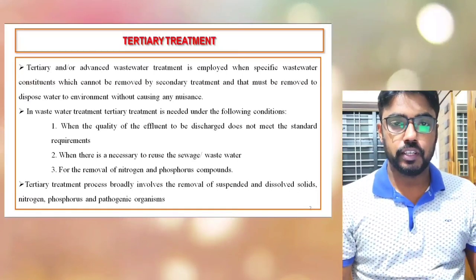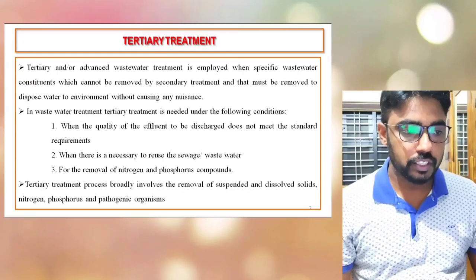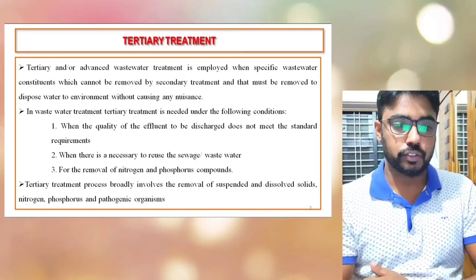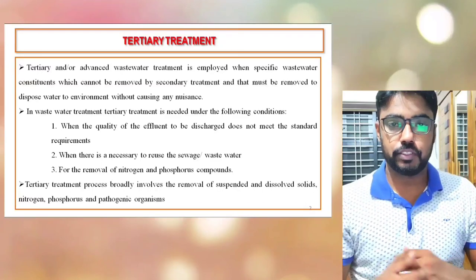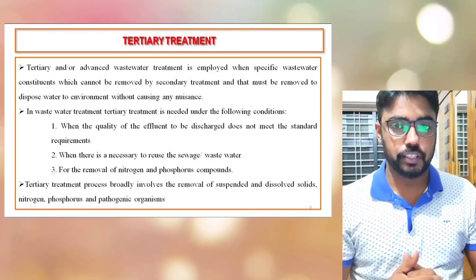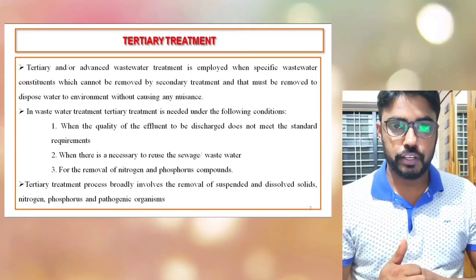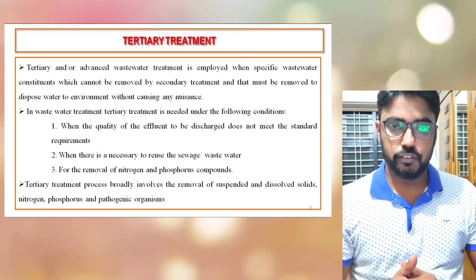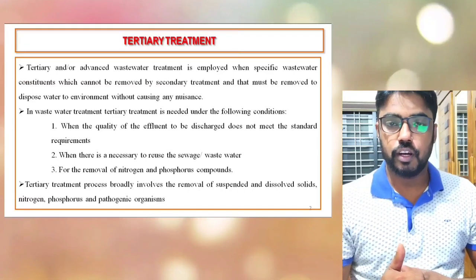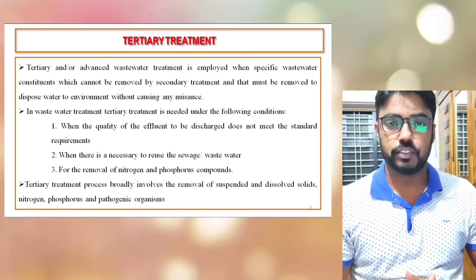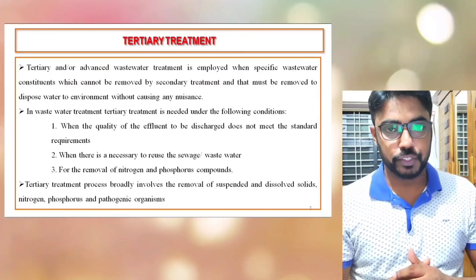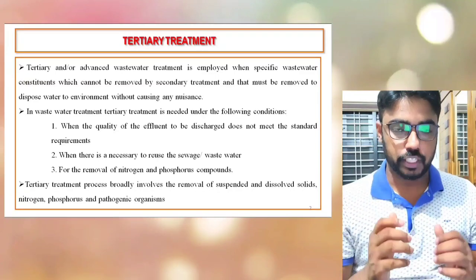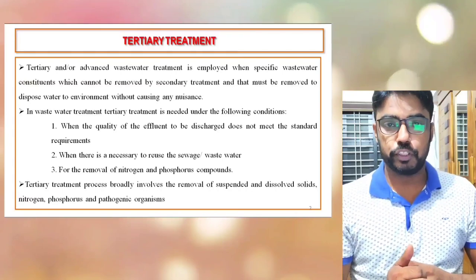In wastewater treatment, the tertiary treatment of wastewater is needed under the following conditions. The first one is when the quality of the effluent to be discharged does not meet the standard requirement. That means the effluent coming from the secondary treatment does not meet the standard quality of the effluent. At that time we will do the tertiary treatment. And secondly, when we need to reuse this water, at that time we'll go for the tertiary treatment of wastewater. And if we need to remove the nitrogen and phosphorus from the effluent of secondary treatment, at that time we'll use the tertiary treatment of wastewater.